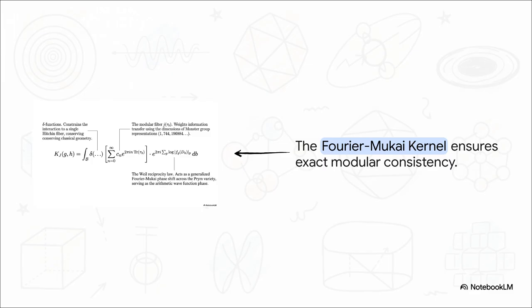Within the Fourier-Mukai kernel integration, the Weil reciprocity law embedded in the exponent acts as an arithmetic wave function phase. And get this, it is strictly weighted by the dimensions of the monster group. We're talking numbers like 1, 744, and 196,884. This guarantees exact modular consistency during the entire transfer of information.